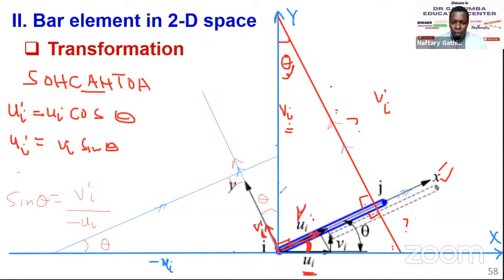Same case now, to get the vertical component, we have this angle. This is a right angle triangle. We know this value. This is what we want to resolve. We know this is v i. So we have the adjacent, we have the hypotenuse. So we use cos. So cos theta will be equal to v prime i over v i.